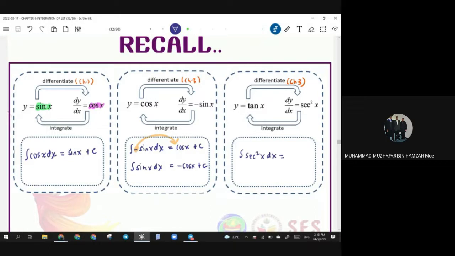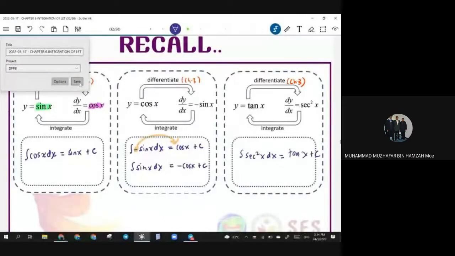So in other words, if we just understand the differentiation of sine, cos and tangent, automatically we should be able to do the integration part because they are just reverse process saja. Dia akan patah balik saja. It will definitely be reverse process. So this one should be tangent x plus c, and we have the plus c because we don't have the limit untuk kita punya integration.